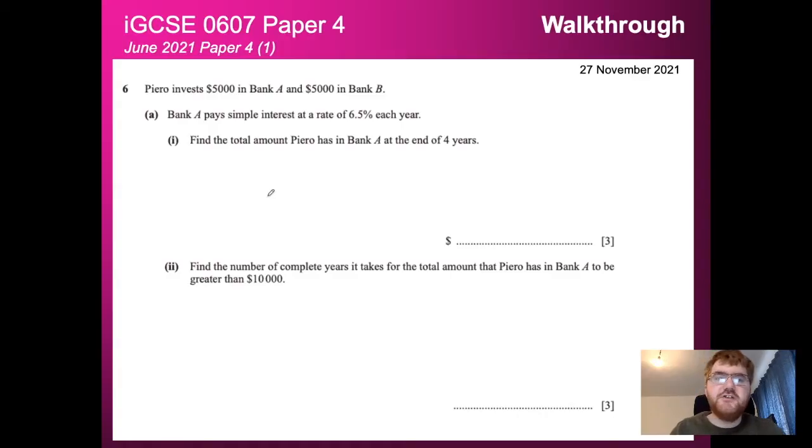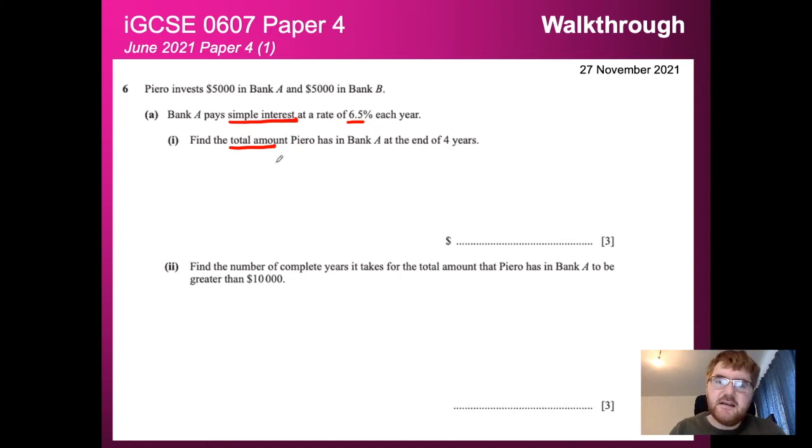iGCSE paper 4 skills. Okay, and on to question 6. So Piero invests $5,000 in Bank A and $5,000 in Bank B. Very sensible. Splitting the investment. So Bank A pays simple interest, so let's highlight that, simple interest, at a rate of 6.5% per year, and find the total amount that Piero has in Bank A at the end of the 4 years.